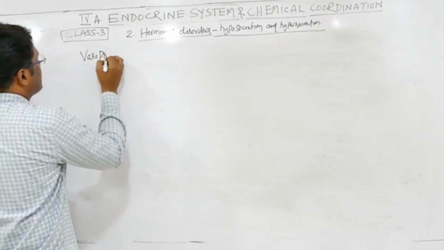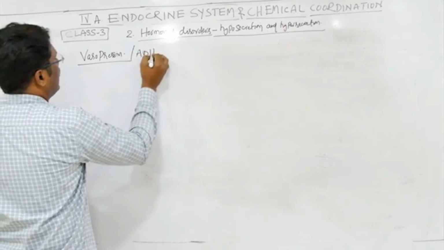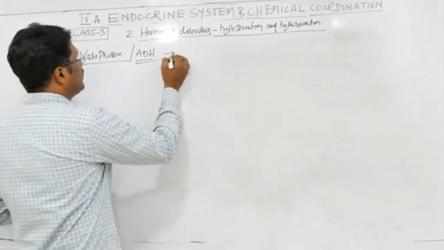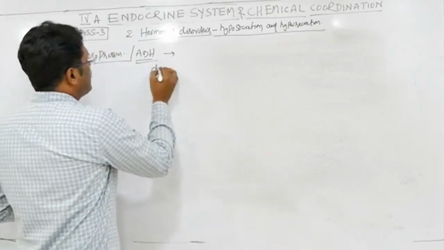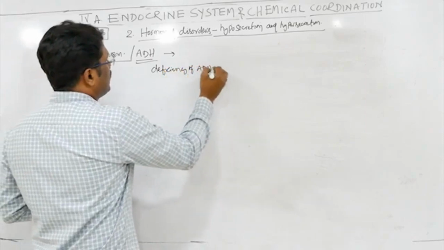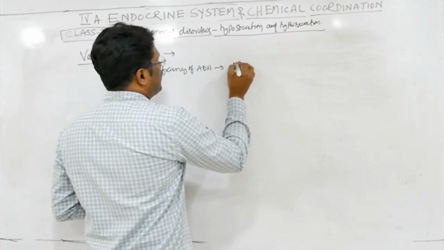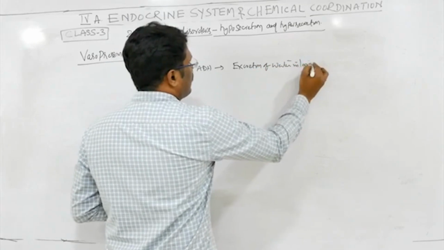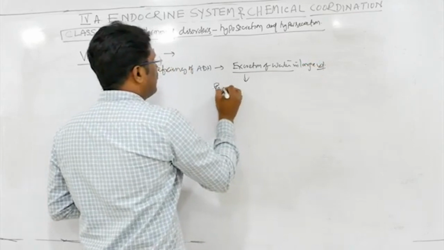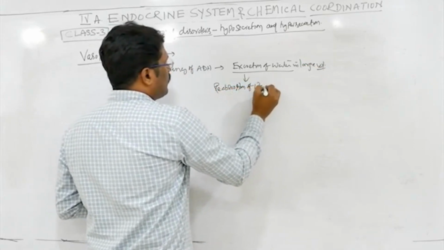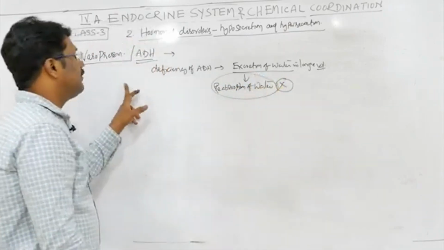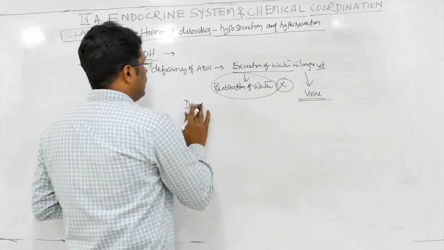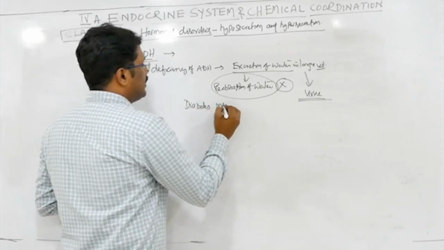Vasopressin, also known as antidiuretic hormone. We know it is a hormone produced from the posterior pituitary gland, and it is concerned with the reabsorption of water, and deficiency of ADH leads to excretion of water in large volumes, because the reabsorption of water does not take place. So reabsorption of water never takes place due to the deficiency, hence more amount of water is excreted through this urine, and this condition is called diabetes insipidus.